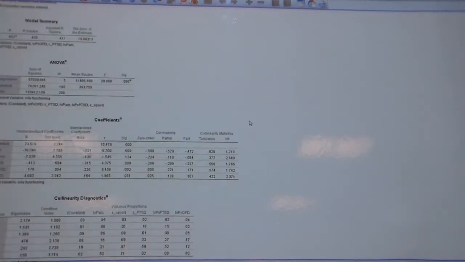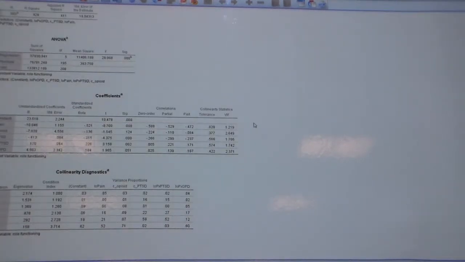So we go run this model and take a look at what we've got here. This is our low pain model. Okay, so this is our model conditioning the relation of PTSD on outcome at low levels of pain. Okay.